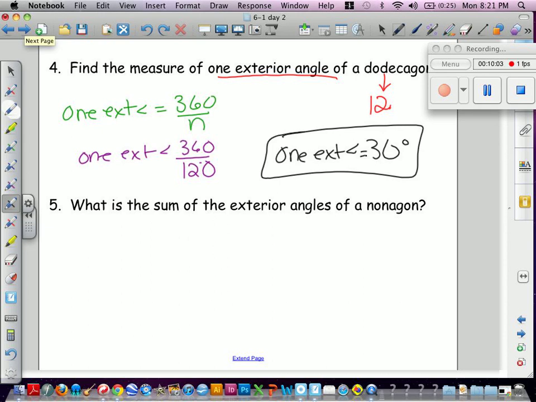Number 5, you're asked to find the sum of the exterior angles. This should not be a difficult problem. All polygons' exterior angle sum is 360 degrees. No work needed on that problem.